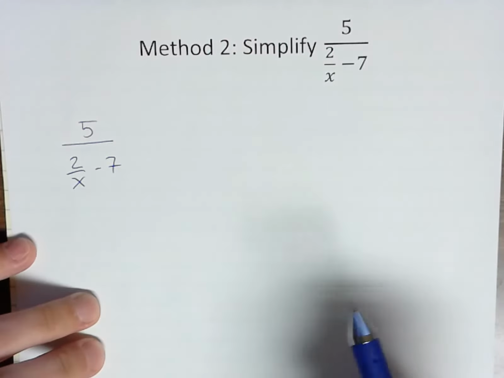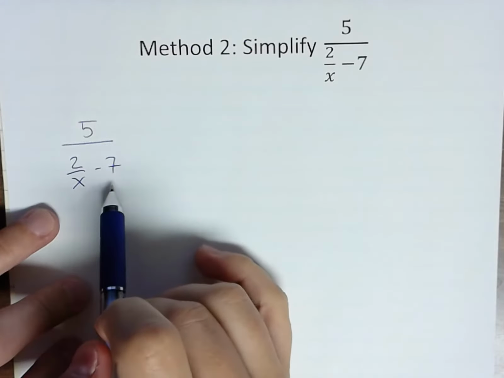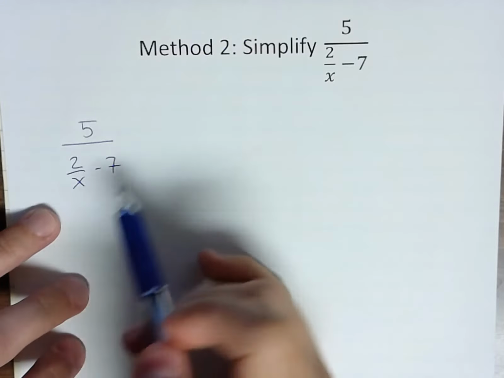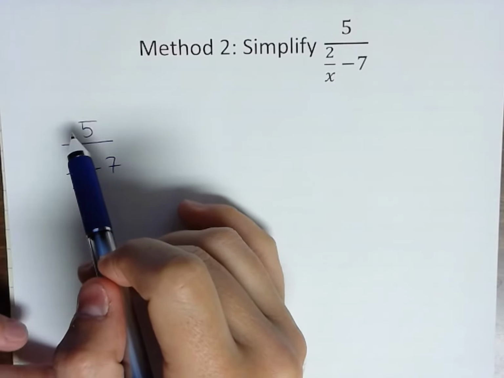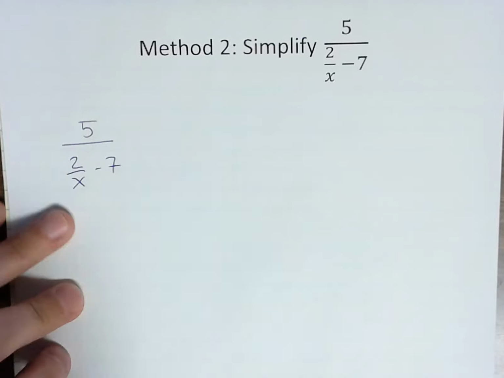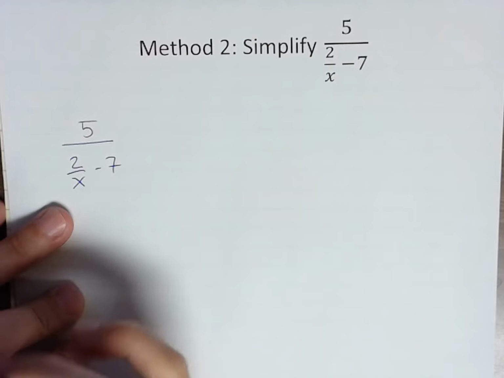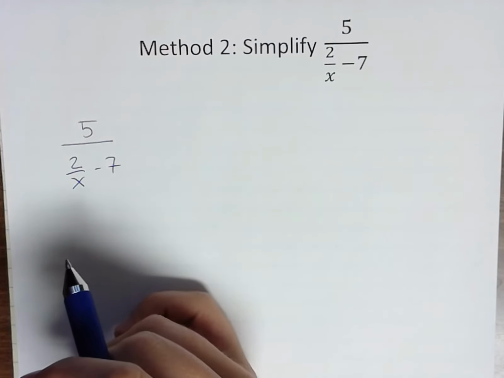And what we do in this method is we just identify what is the common denominator between the bottom and between the top. Well, the top doesn't have one, or you could think it's a 1, right? So 1 and x, so the common denominator is x. So I'm going to multiply this entire expression, the top and the bottom, by x.